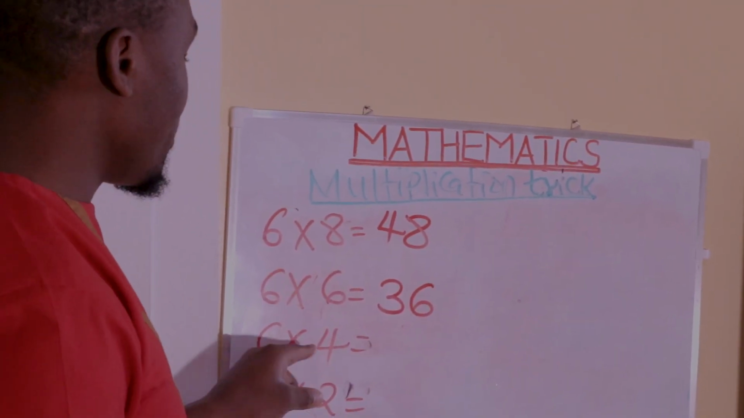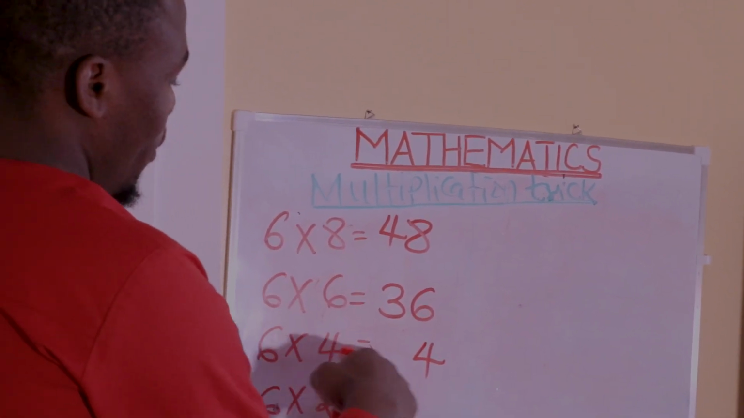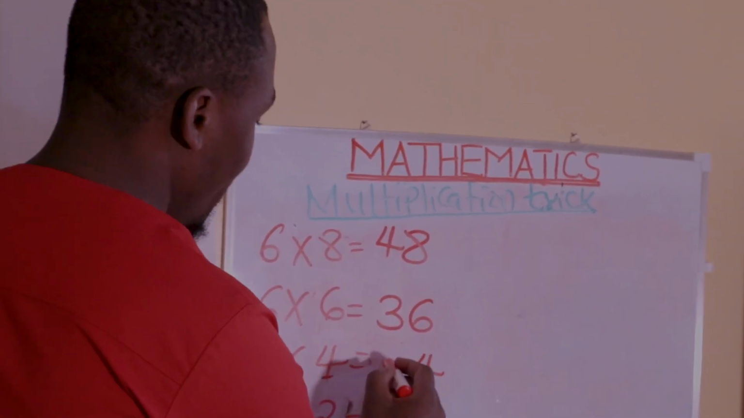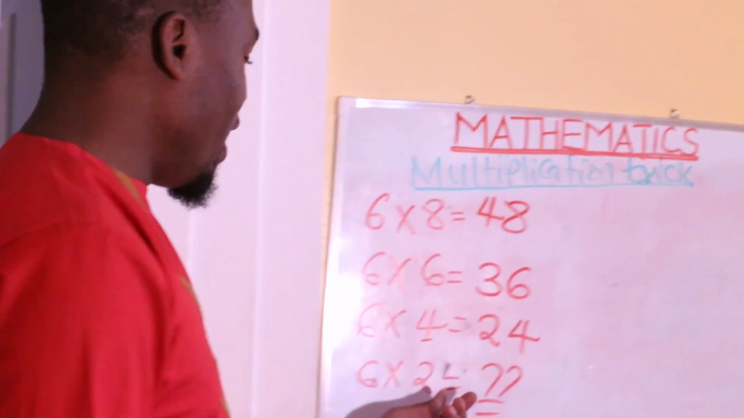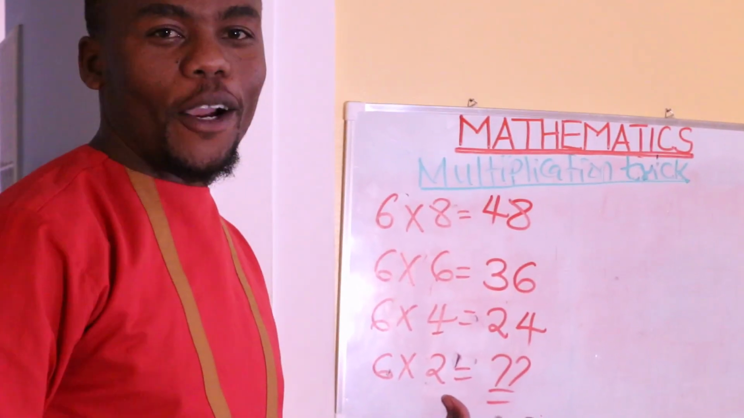Then another one is 6 multiplied by 4. You take this 4, you write here 4. Then what is 4 divided by 2? You get 2. Now I leave this for you as an assignment. You write it in the comment section.